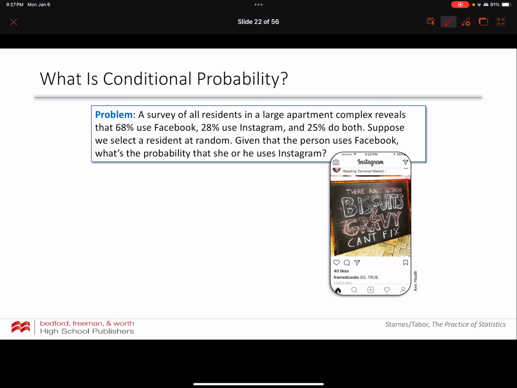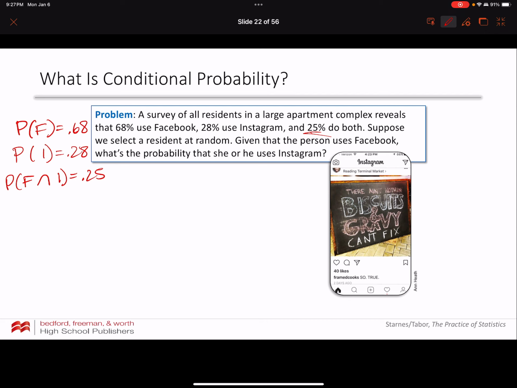Before I do anything, you might want to say to yourself, okay, the probability that someone uses Facebook is 0.68, right? The probability that someone uses Instagram is 0.28. What's this 25%? 25% do both. Well, that's F and I, or F intersect I, right?